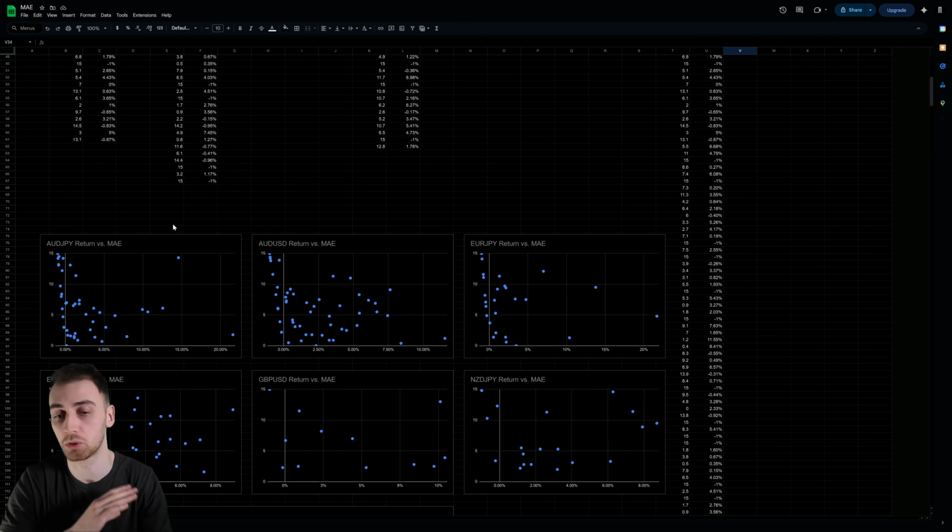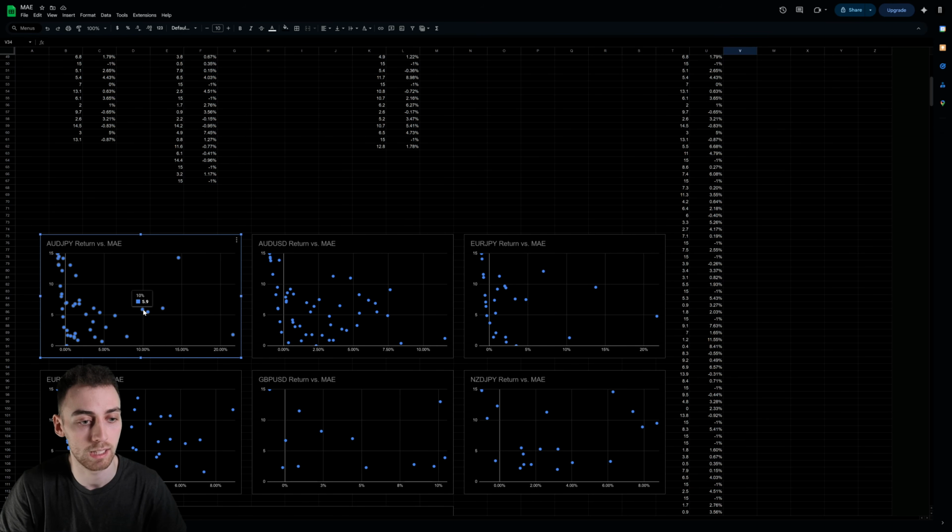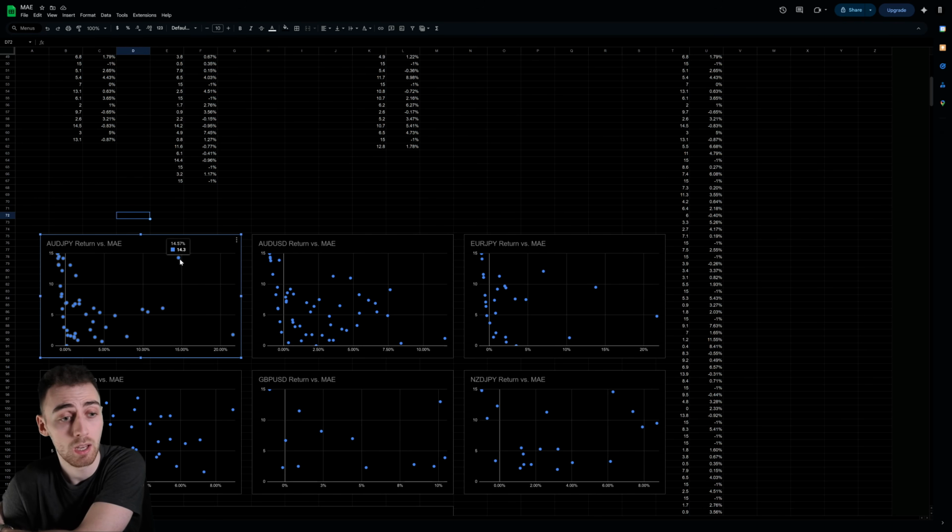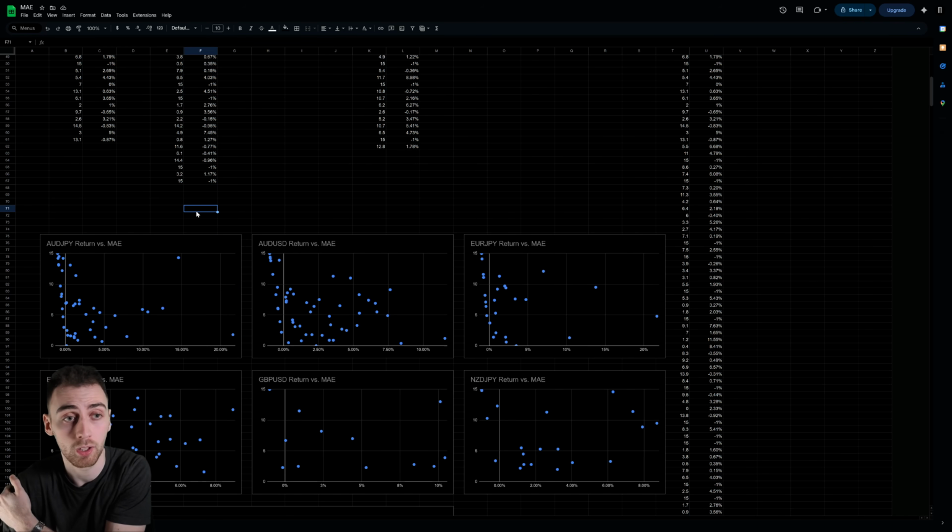And now I thought we can quickly go through and try and determine what the optimal stop loss is for each of these pairs. So you can see that all of my big winning trades, my 10% winners, my 20% winners, none of them really come any further back than around 5 or 6 MAE. And I don't really have any big winning trades above here. I've got one there, which is a 14.5% winner. But honestly, it might be worth cutting that out if I'm able to reduce my stop loss.